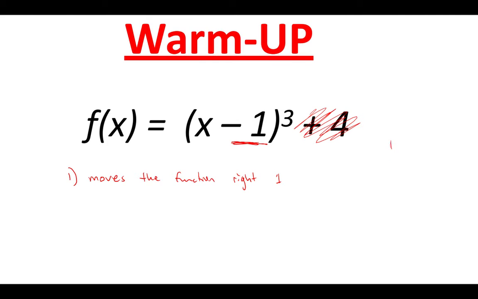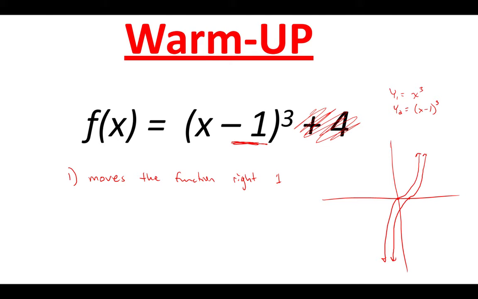So for instance, if you want to do this in your calculator, mess around with this, you could put in y1 the parent function, which is x cubed. That function looks something like this. And then in y2, what you could do is put in x minus 1 cubed. So we said that's inside the parentheses. And what will happen is it will be the same function. It will just be moved over like this. So that -1 moves it to the right one.